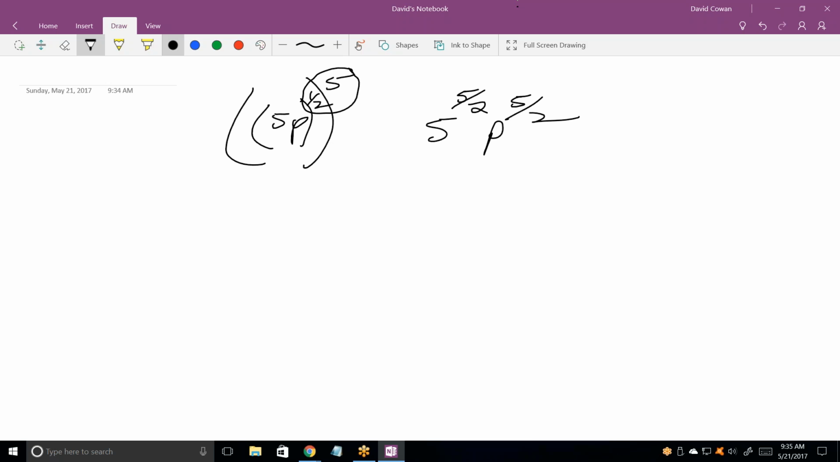Now, if I really have to put it back, some teachers, if they give it to you with radical signs, they want radical signs back. Each of those would be to the 5th. Okay. That's what we started. No, that's not quite what we started with. But we started with this.